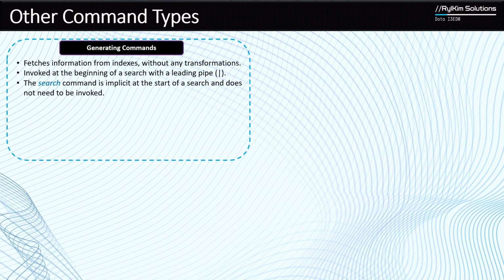So it's actually pipe search and then you put what you're putting there, but because it is implied, you don't see that. So we typically just say use your search term. So the search command is implicit at the start of a search and does not need to be invoked. You don't really need to explicitly specify the search command when you are pulling events from your index.